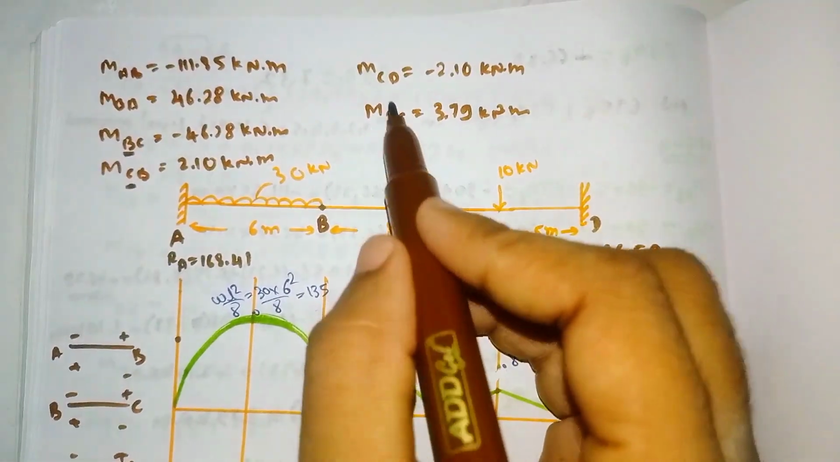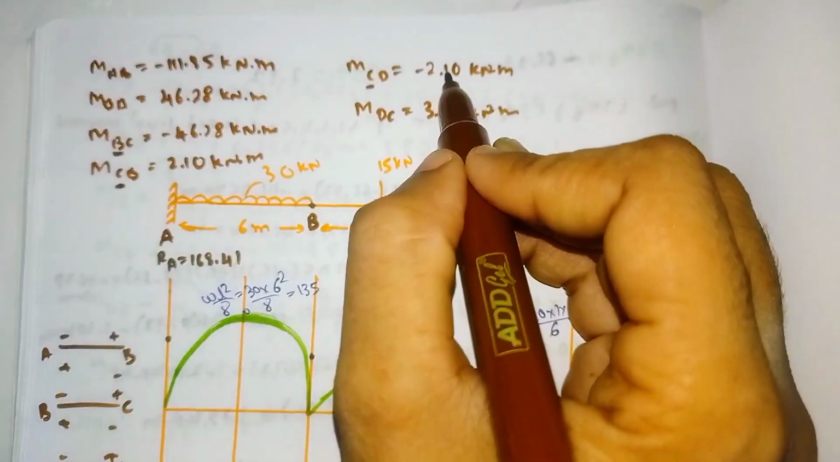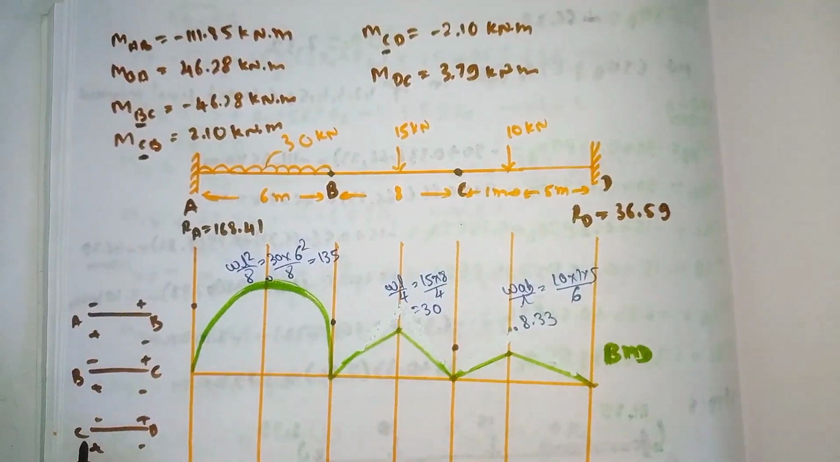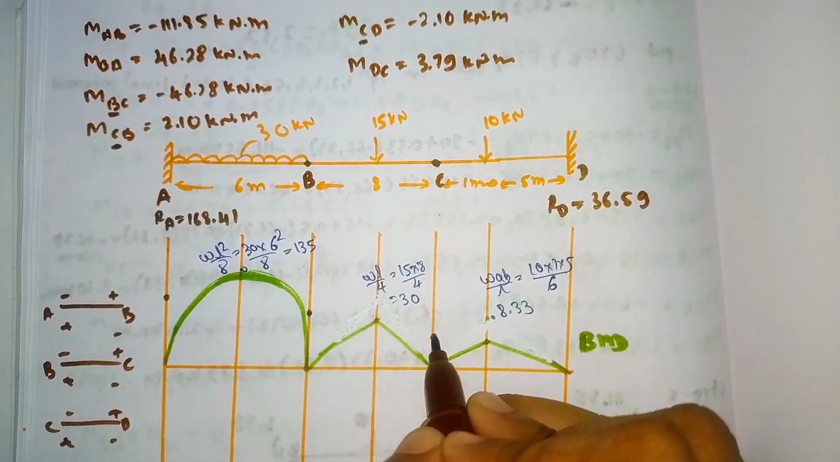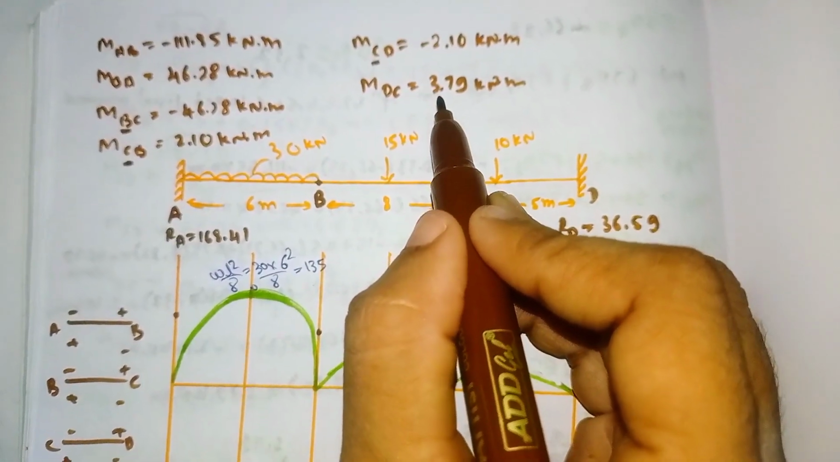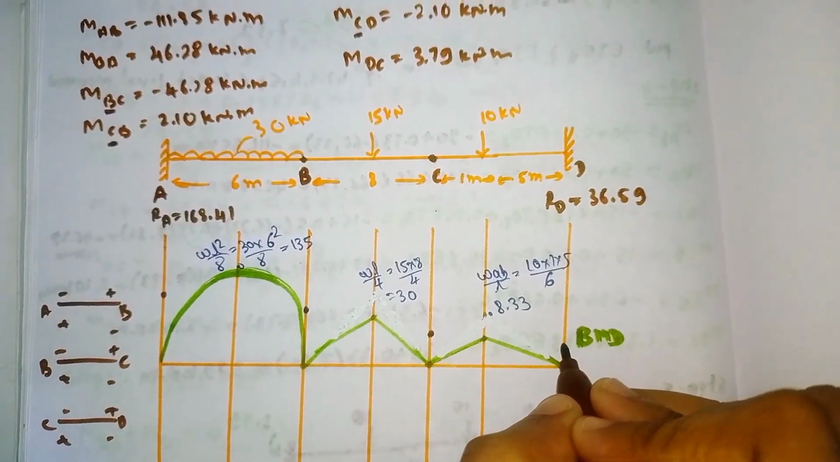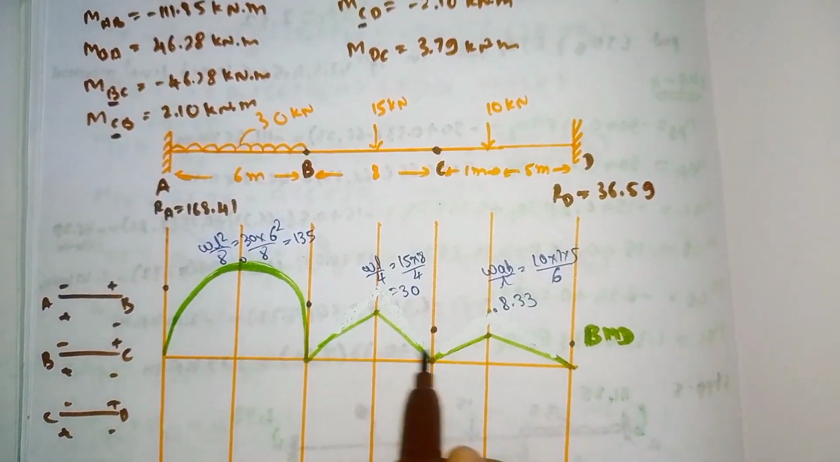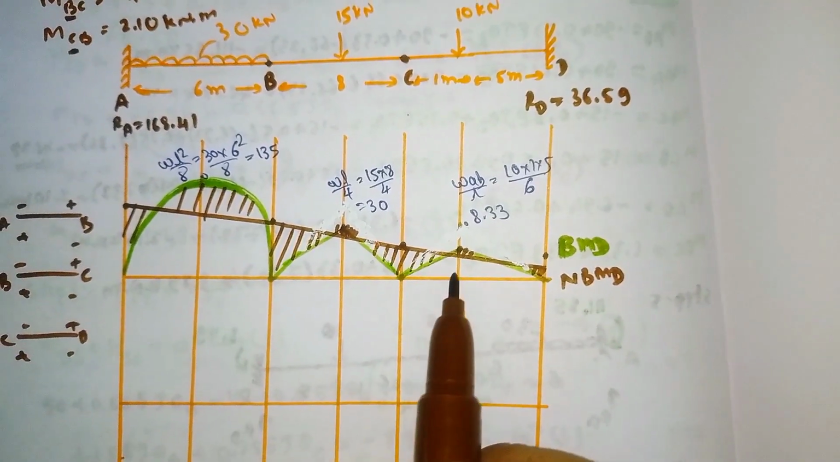For MCD our first point is C here. At point C again minus 2.10. So at point C the minus value comes above the neutral axis. So it also comes here only. So last is MDC, we have the value 3.79. So 3.79 means it comes here. So now join all the lines. The net bending moment diagram will come like this.